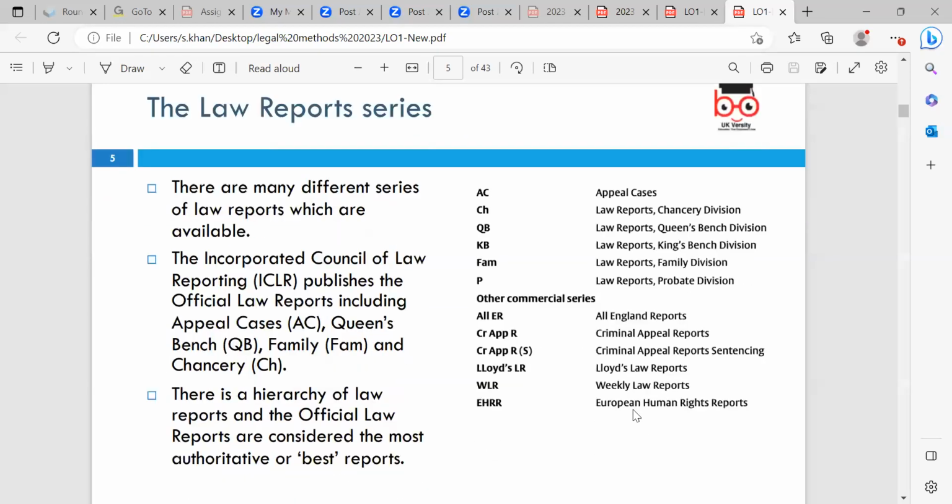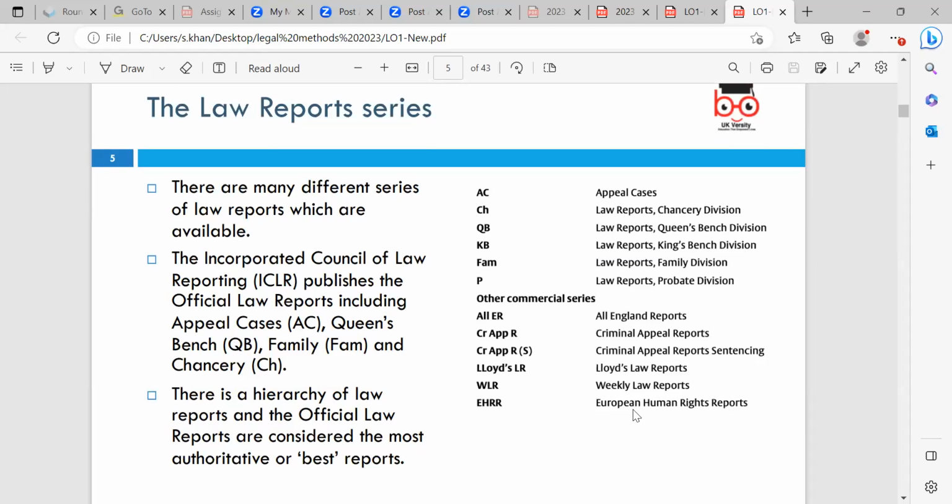There are a number of different series of law reports available. The Incorporated Council of Law Reporting, ICLR, publishes the official law reports, including Appeal Cases, referred to as AC, Queen's Bench, QB, Family, FAM, and Chancery Division, CH. There is a hierarchy of law reports, and the official law reports are considered the most authoritative, or best, reports.